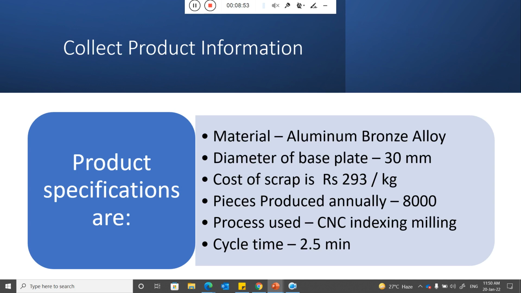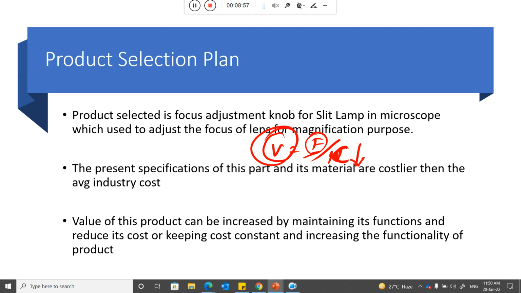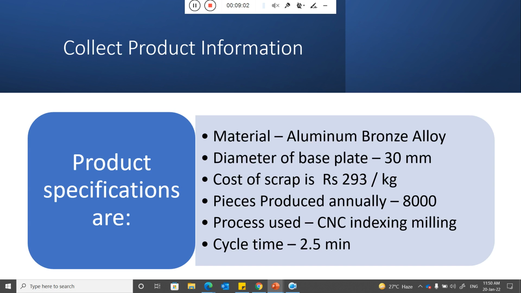Now collect the product information. We selected the product, the focus adjustment knob. Now what is the specification of that particular product? Here it is mentioned: the material is aluminum bronze alloy for that particular knob. The diameter is given. The cost of the scrap is 293. The pieces needed annually are 8,000, and the process used is CNC indexing milling, and the cycle time is 2.5 minutes.